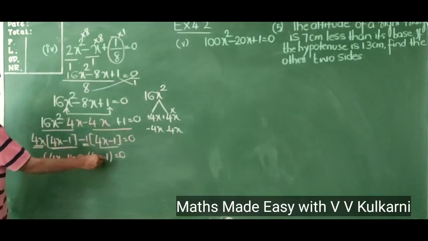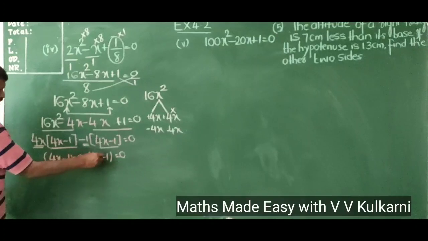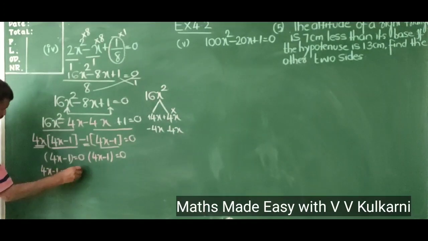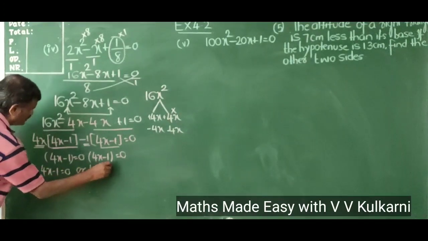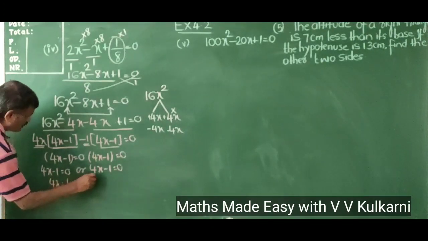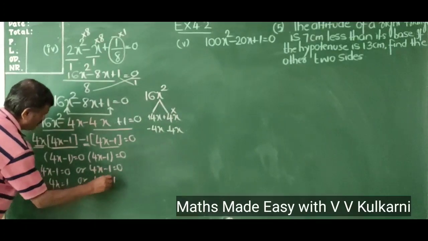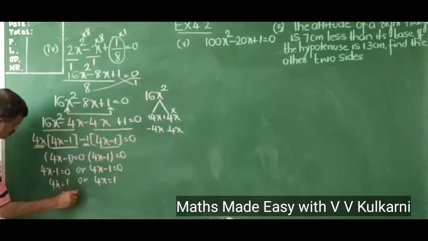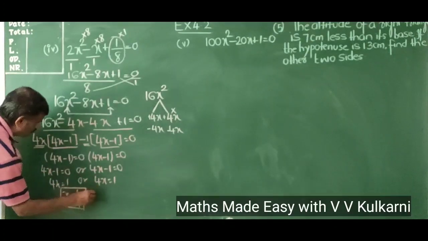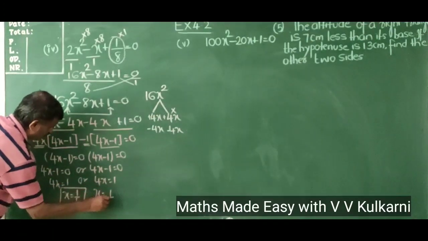Product of two brackets is 0, that means the first bracket is 0 or the second bracket is 0. That means 4x minus 1 equal to 0 or 4x minus 1 equal to 0. So that means 4x is equal to 1 and here also 4x equal to 1. So x equal to 1 by 4. Again here also you will get x is equal to 1 by 4.